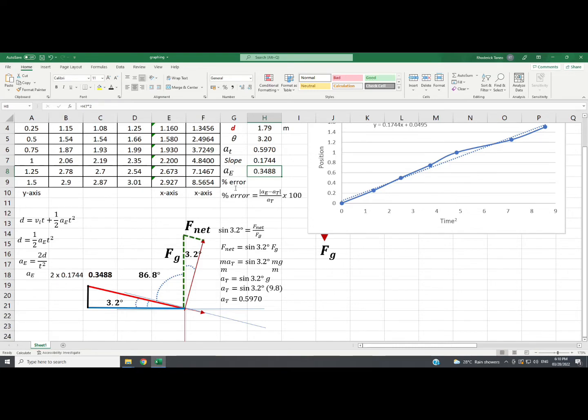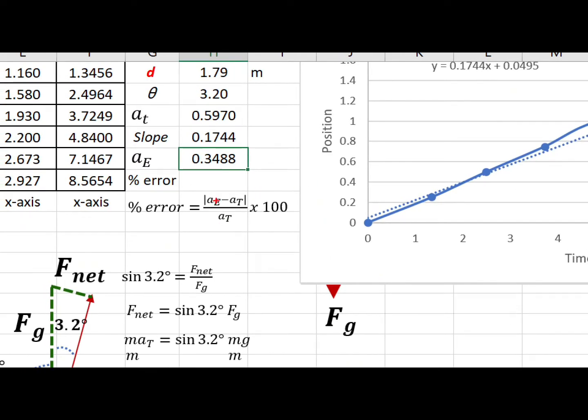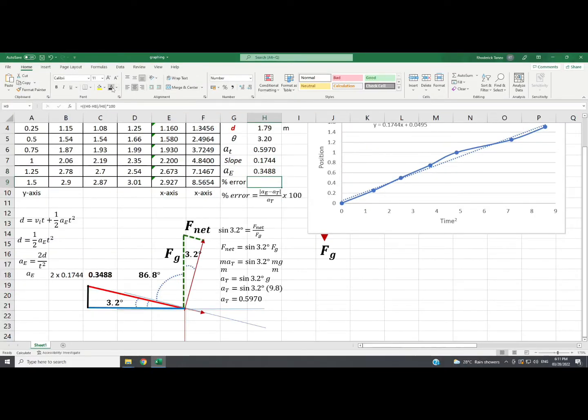So the formula is acceleration experimental minus acceleration theoretical, absolute value, because either value could be greater than the other one. So we just want the difference between the two, the acceleration theoretical and the acceleration experimental, and then divided by the acceleration theoretical, because the theoretical acceleration is actually our ideal acceleration, then times 100. You follow? And then computing that one, the answer happens to be 42%.